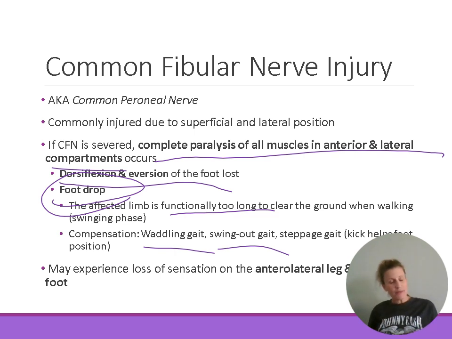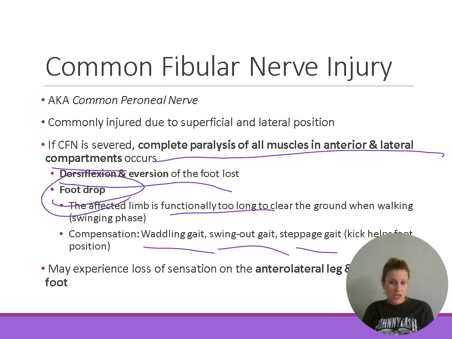A swing out gait. This is when instead of bringing the leg directly forward, you bring it wide, like you swing the leg around wide in order to kind of clear the ground. A steppage gait is when you just bend your knee a lot. It's like you're marching or something, like the leg is too long. So if you just bend the knee and bring the leg up really high, the leg doesn't drag anymore. And then you kind of kick the foot out so that the foot flexes up and lands correctly. All of these, again, are just trying to help your foot clear the ground because it's dragging, and then kind of kick the foot into the right position when it lands.